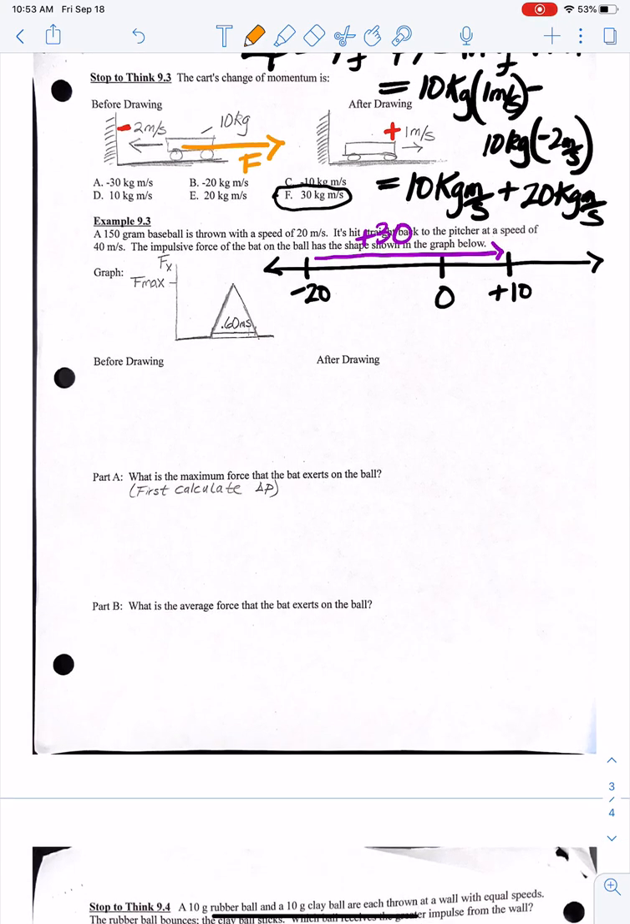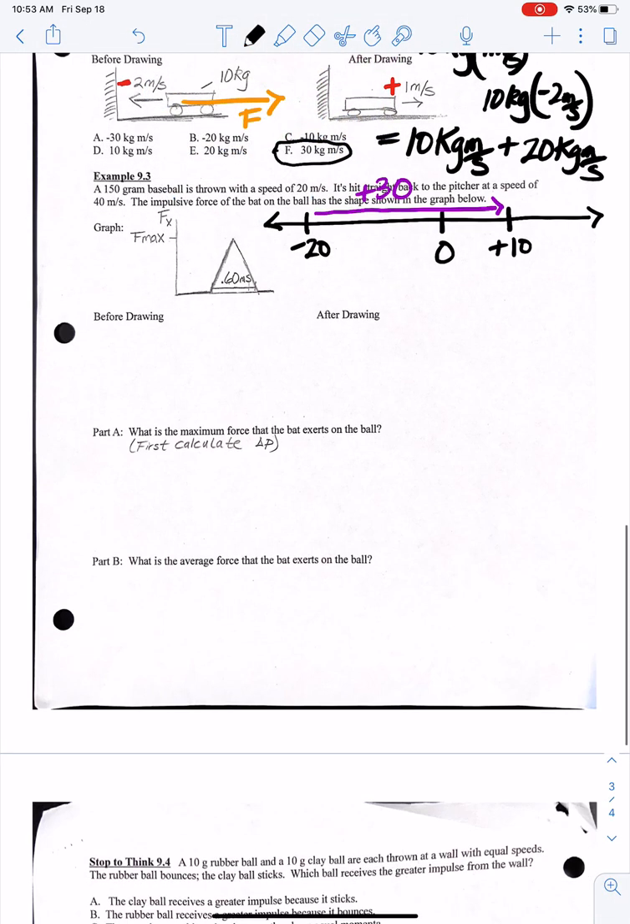It says a 150-gram baseball is thrown with a speed of 20 meters per second. It's hit straight back to the pitcher at a speed of 40 meters per second. The impulsive force of the bat on the ball has the shape shown in the graph below. Okay, so to start with, let's have the ball being pitched. Let's see, how can I draw this? Try and draw a bat, and it's going to hit this ball. And the ball is thrown to the left.